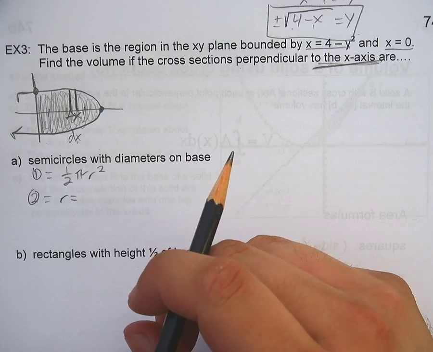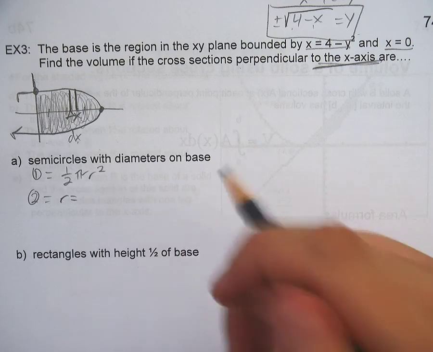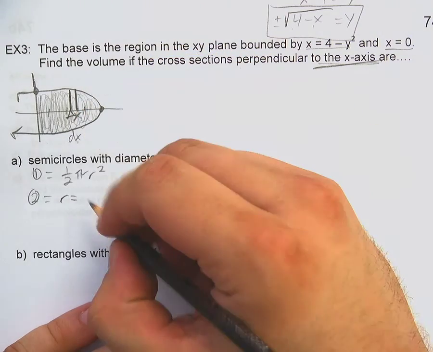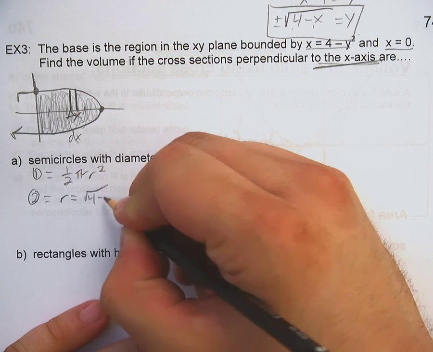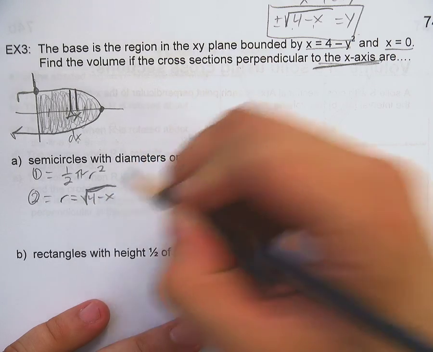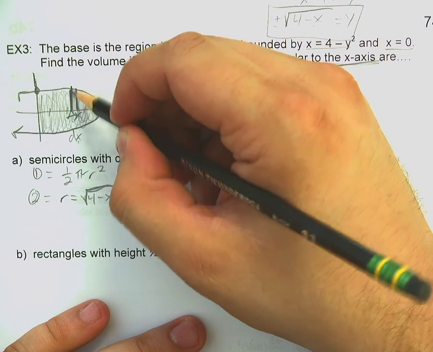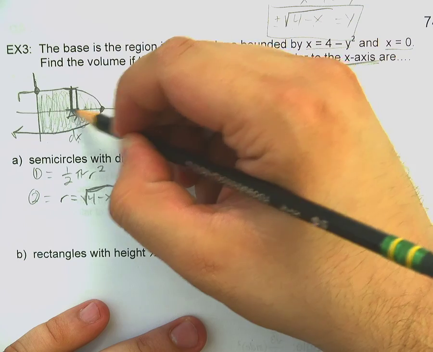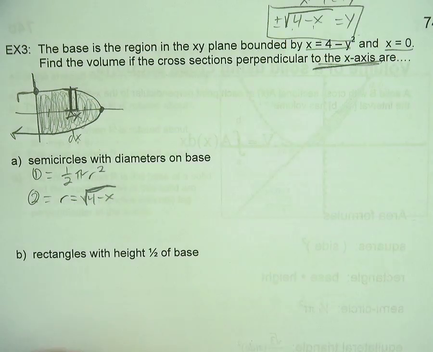4 minus x. Oh, duh. Okay. Square root of 4 minus x. Now the radius is only half of this, so I'm just going to use the positive half from here to here. So just the plus square root of 4 minus x.